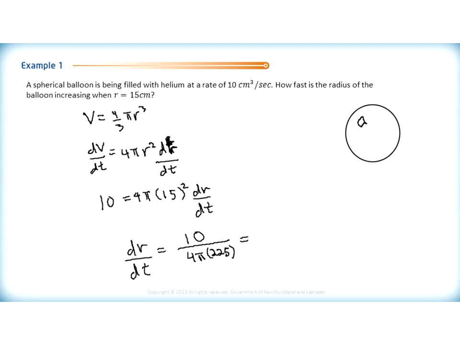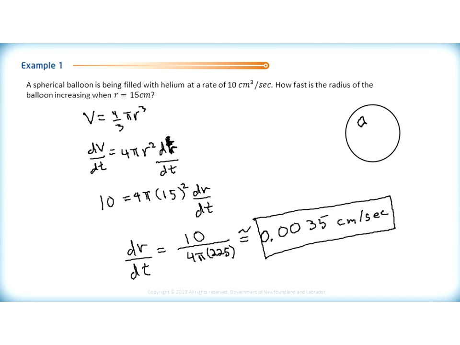Okie dokie. So my calculator tells me that this should be a really small number, 0.0003 approximately, and that'll be in centimeters per second. One of the things I enjoy the most about related rates is to sit back and think about how this would work and try to imagine it.